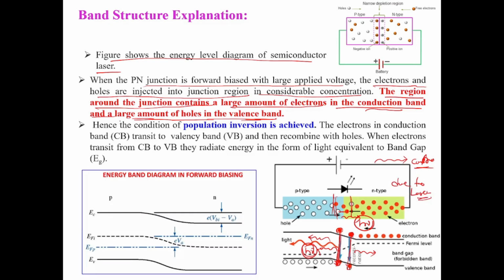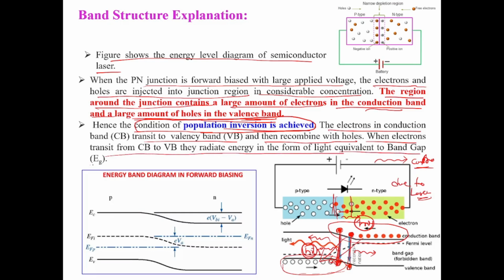The same thing has been written. Large amount of holes in the valence band, hence the condition of population inversion is achieved. So population inversion means a large number of electrons in the conduction band and a large number of holes, or a small number of electrons, in the valence band. So this is the population inversion condition. The electrons in the conduction band transit to the valence band and then recombine with holes. When the electrons transit from the conduction band to the valence band, they radiate energy in the form of light equivalent to the band gap Eg.